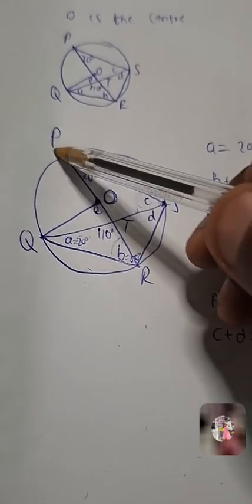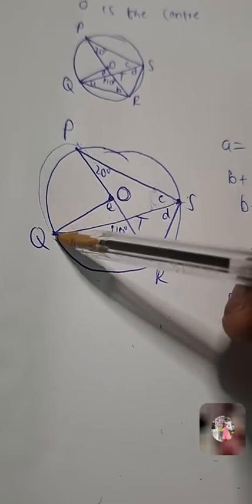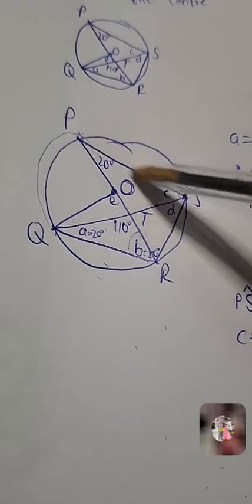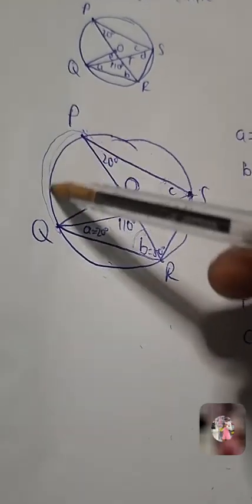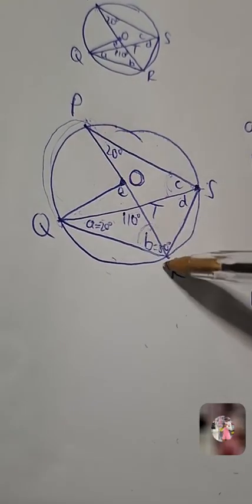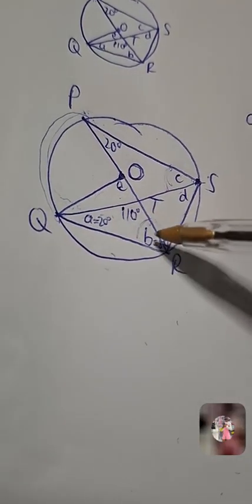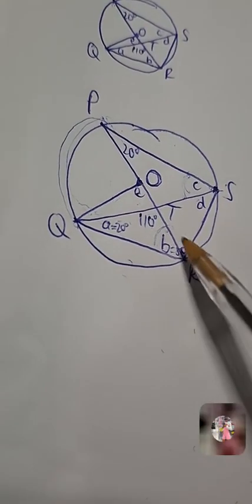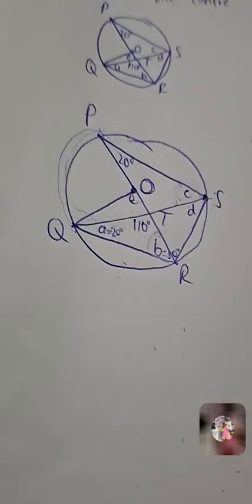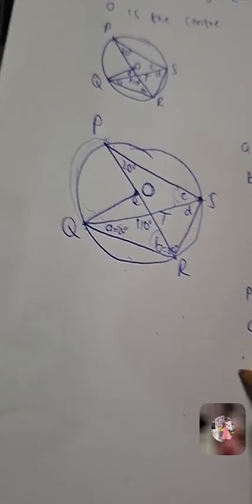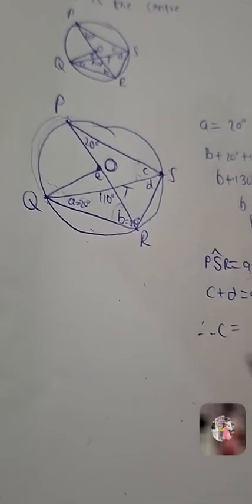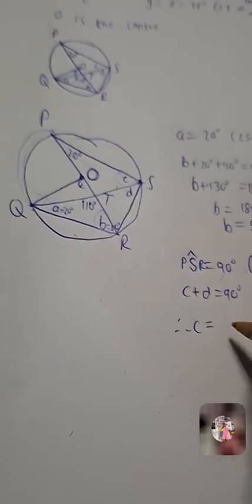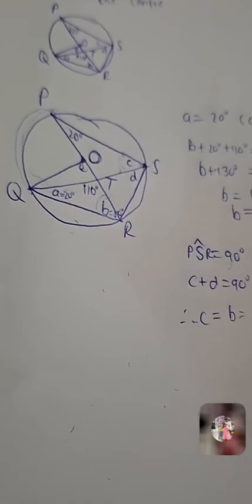Okay, that's true. Do you see though, this arc PQ subtends that angle S. The same arc subtends angle R. This B. Angle B, sorry. Not necessarily R. R is the entire angle, but it subtends this angle that's at B. So we can say, therefore, C is equal to B, which is 50 degrees.